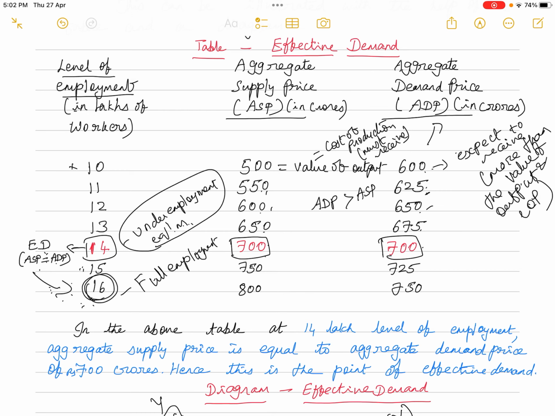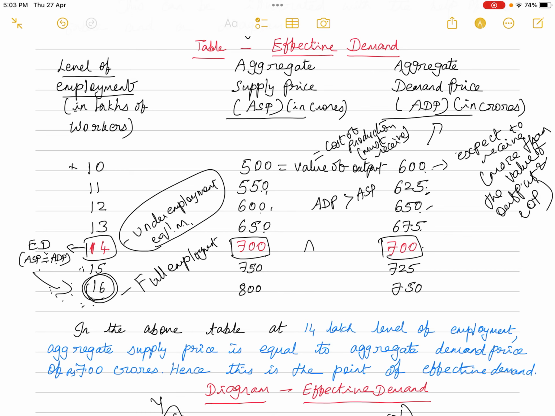When the value of the output is equal to only 500 crores, why should they pay 600 crores? When the value of the output is only 600 crores, why should they pay 650 crores? So the consumers are not willing to pay that much amount of money. So the producers are slowly losing their optimistic attitude. Slowly they understand that they are not receiving what they expect to receive. They are not able to make more profit than what it should be. They are not receiving more than their cost of production.